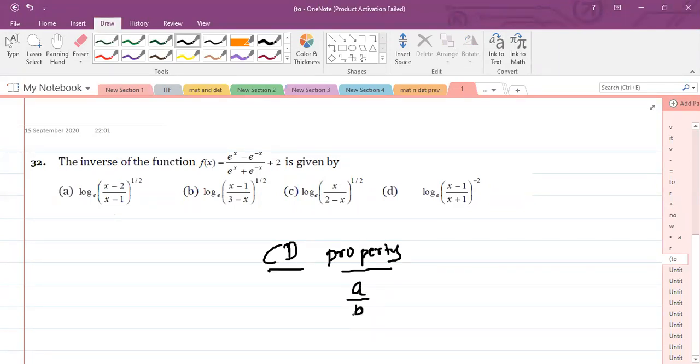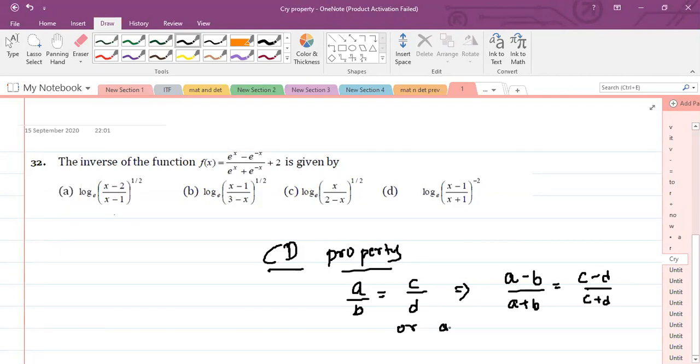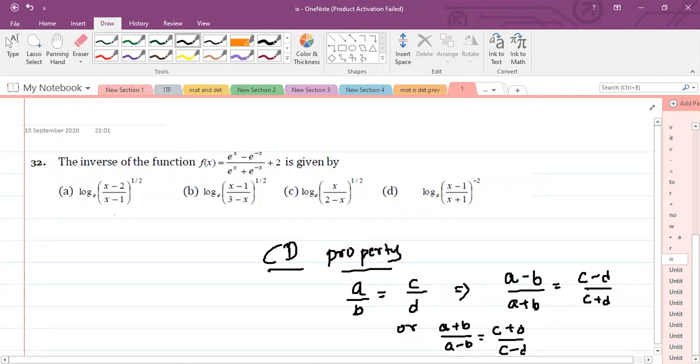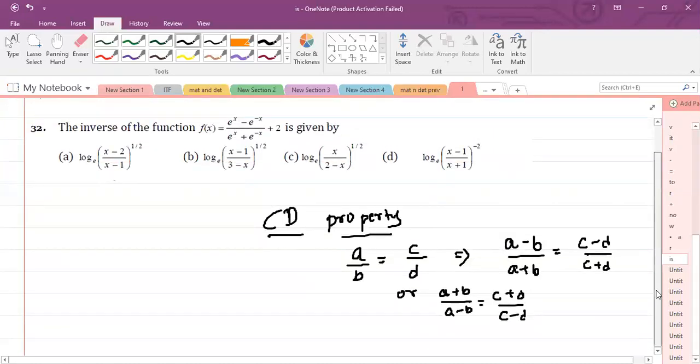If A by B is equal to C by D, then it will imply (A minus B) divided by (A plus B) is equal to (C minus D) divided by (C plus D), or (A plus B) divided by (A minus B) is equal to (C plus D) divided by (C minus D). This is called componendo dividendo property.